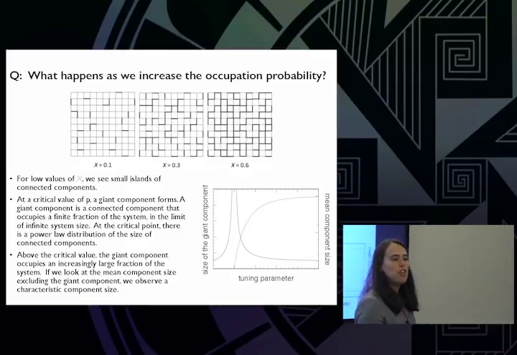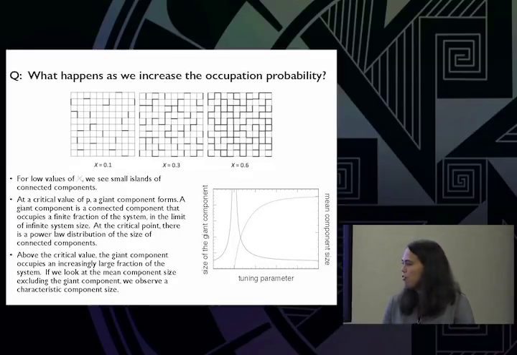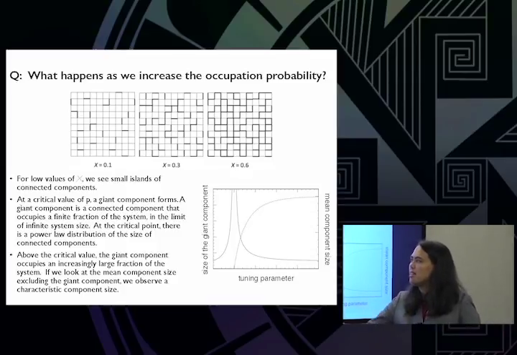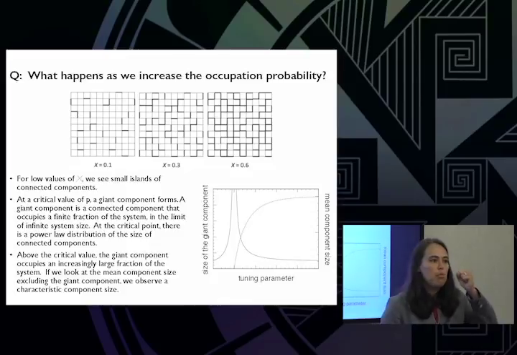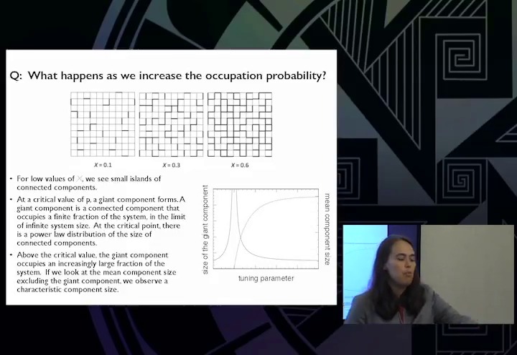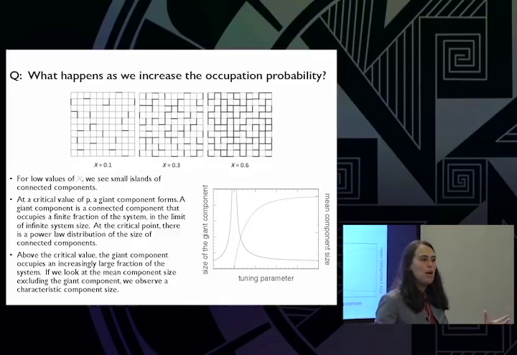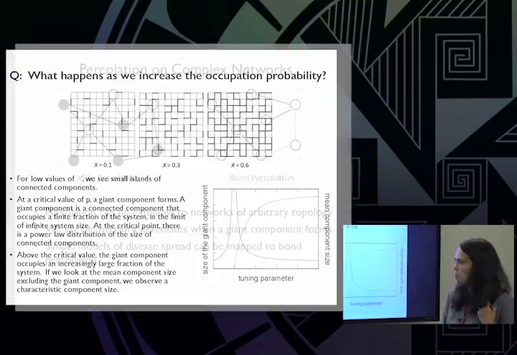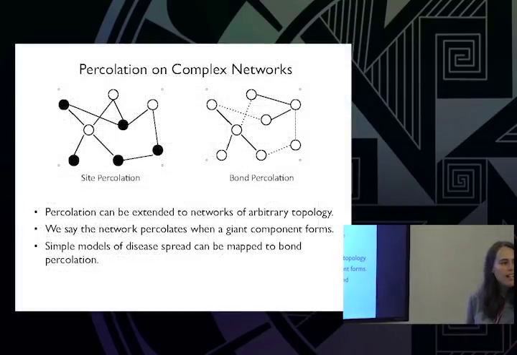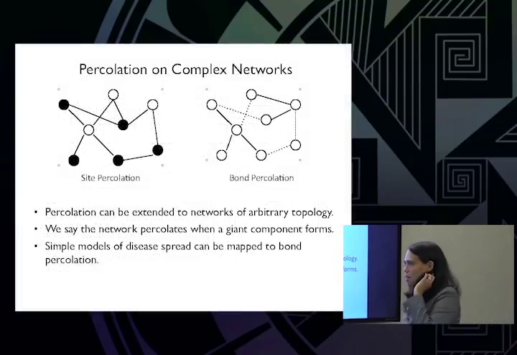And this is going to be important to information spread, right? So if you're thinking about information spread in a system, and you think about this occupation probability as the probability that one person spreads information to another, there's going to be some critical value of that probability where we have this large-scale information spread. So that's how it relates to the systems that we've been thinking about so far.